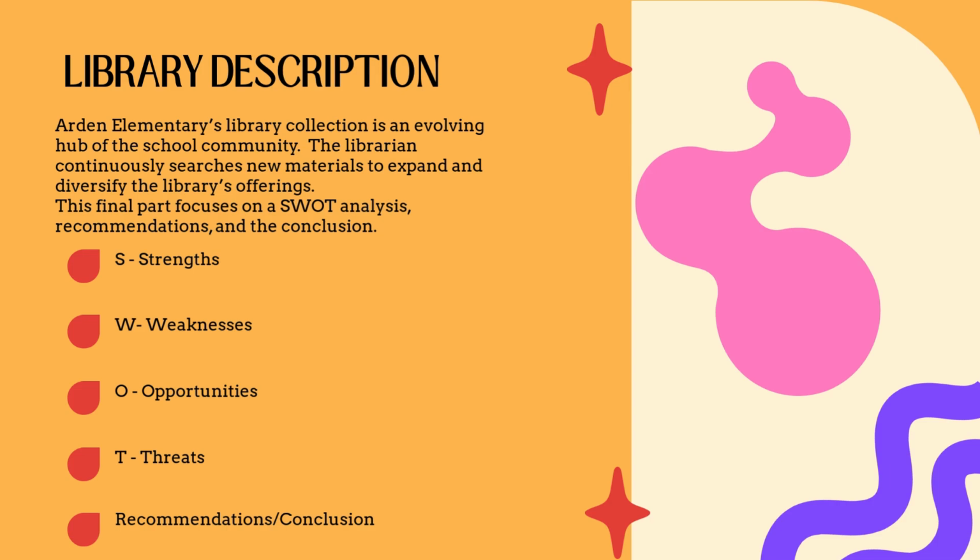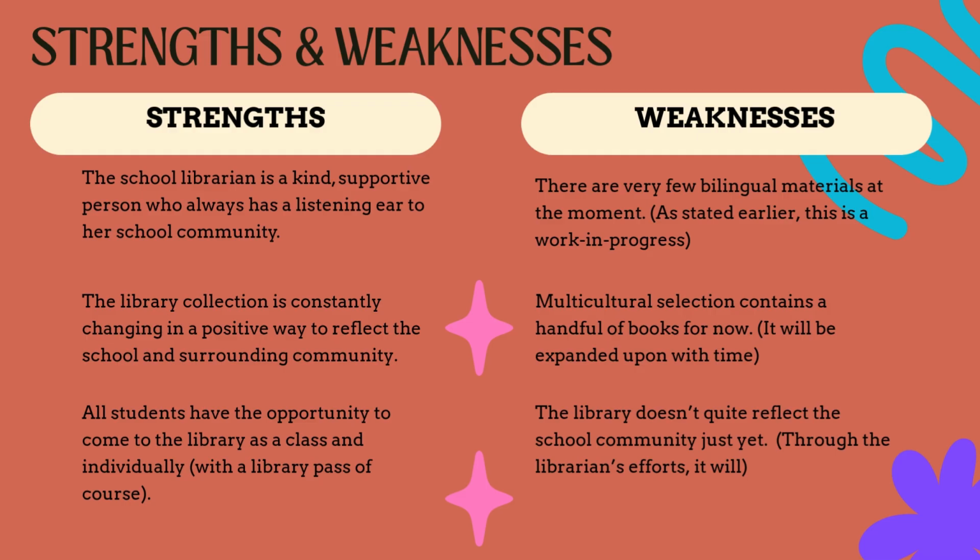So for this part, we're going to focus on a SWOT analysis, recommendations, and conclusions. So SWOT would be S, strengths, W, weaknesses, O, opportunities, T, threats, and then at the end, of course, recommendations and conclusions. So for our strengths and weaknesses, for strengths, of course, for your school library or any library, your librarians and library staff are your biggest strength.